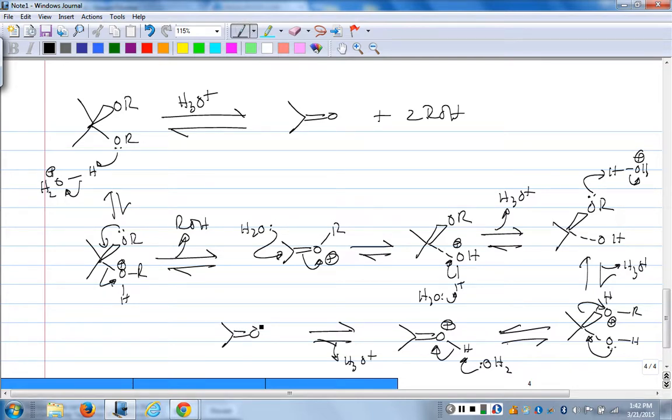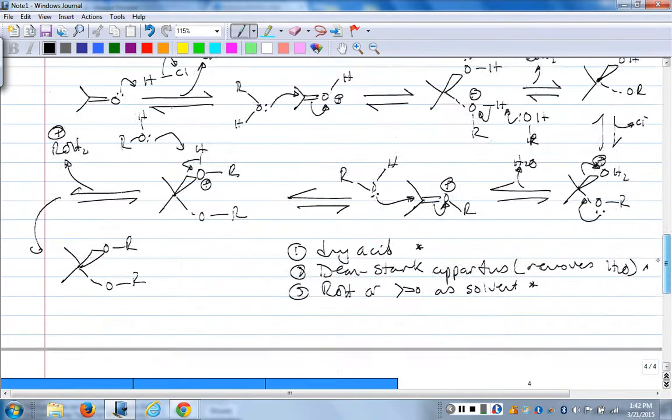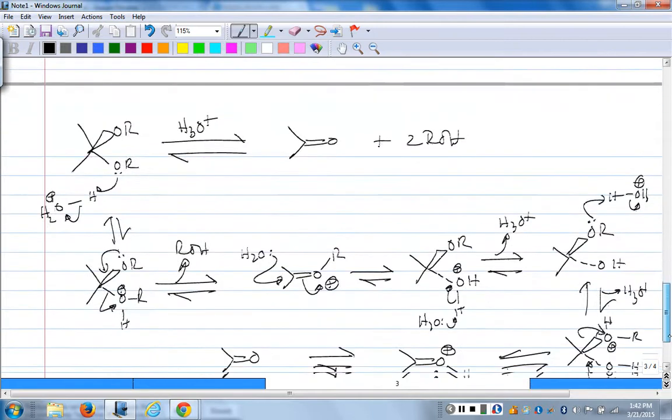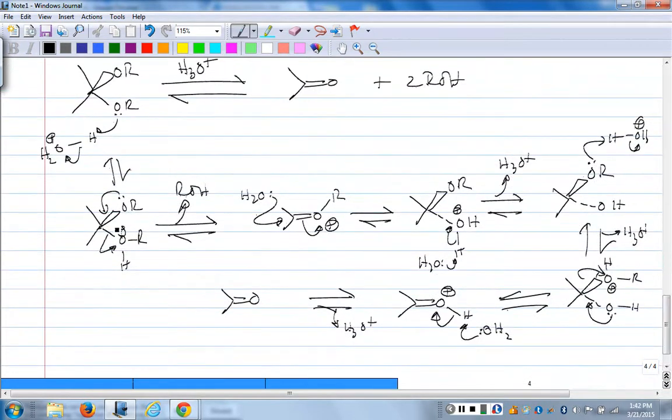So this reaction literally can go forwards, right? Forwards into the acetal, or backwards from the acetal into the corresponding carbonyl compound. And of course, I'm going to lose 2 alcohols in the process. Where did the second one go? Here. I'm going to lose the second alcohol in this process.